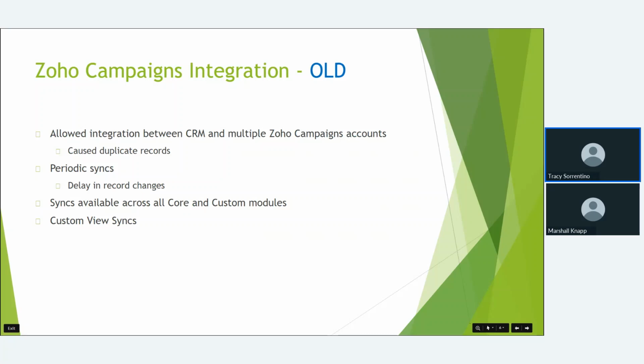Next is periodic syncs. In the previous Zoho versions of this integration, you had an option for periodic syncs. Those periodic syncs allowed you to sync your Zoho contacts and or leads to Zoho Campaigns on a weekly, monthly, or yearly basis. The problem with that was that there were delays in record changes.